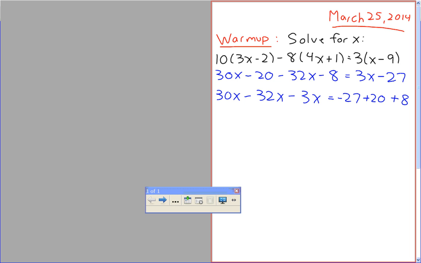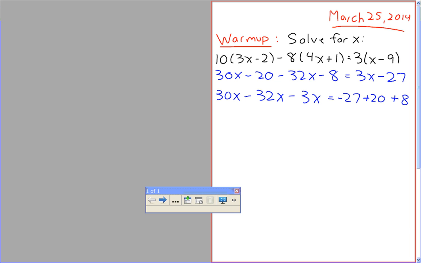Very good. Now let's just look at what he did. He left all the x's on the left. The positive 3x on the right became -3x on the left. He started with -27 on the right. The -20 became positive. The -8 became positive.